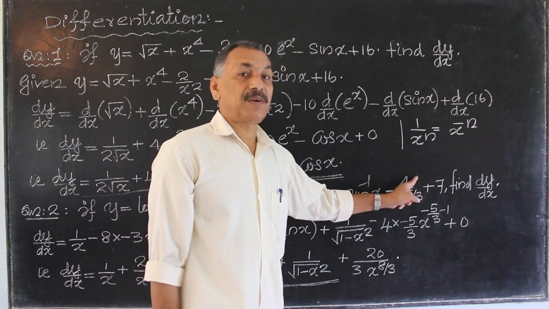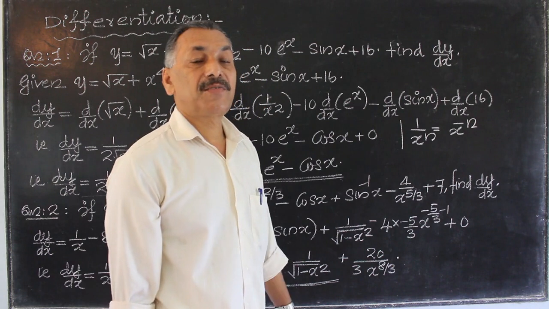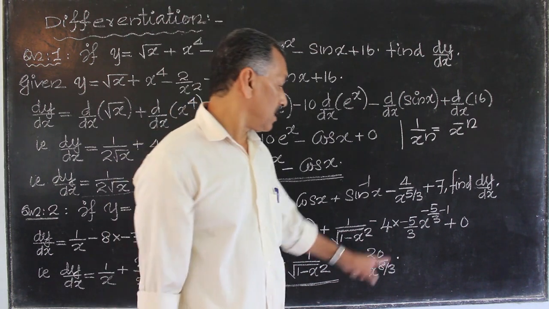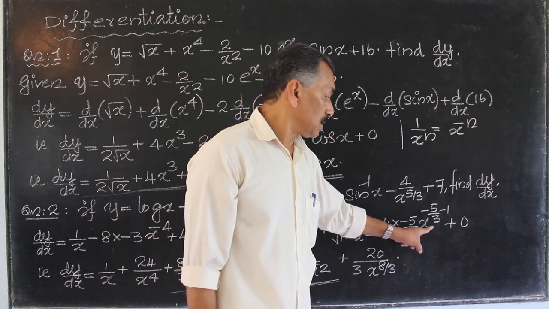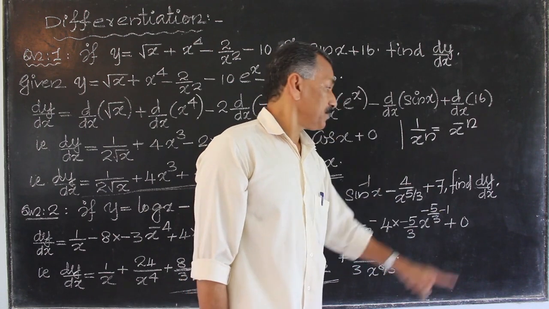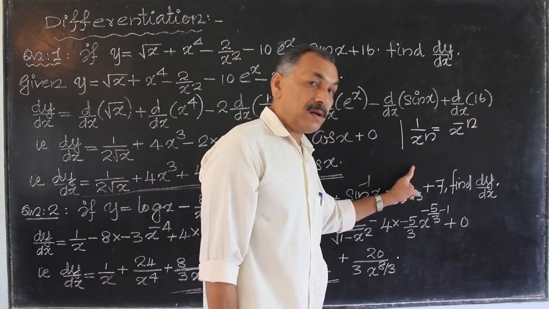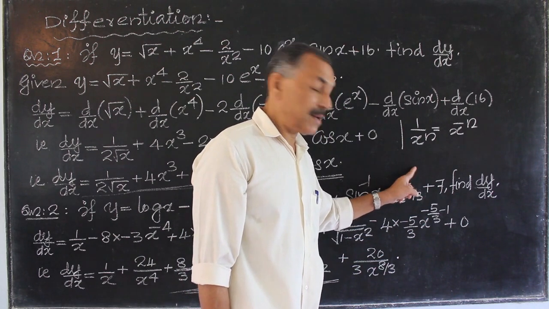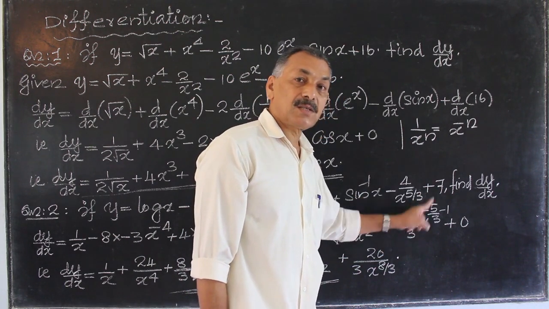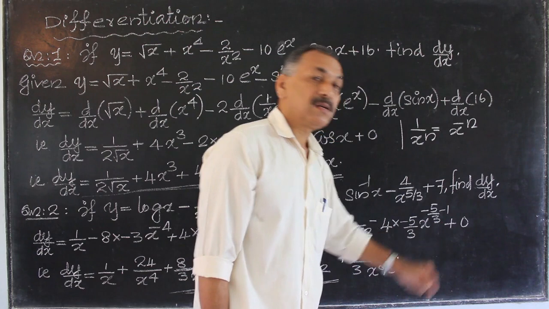Then minus 4 into x raised to minus 5 by 3. Here n is equal to minus 5 by 3, so n into x raised to minus 5 by 3 minus 1, that is minus 5 by 3 into x raised to minus 5 by 3 minus 1. Plus 7, whose derivative is 0.